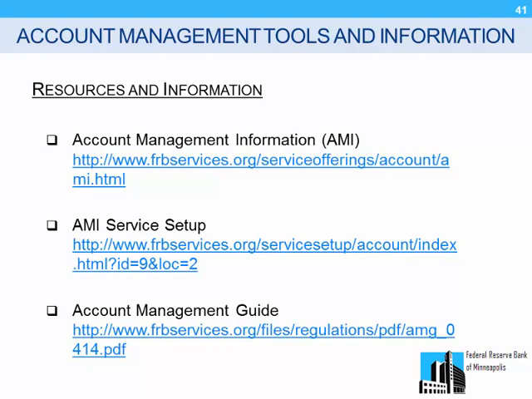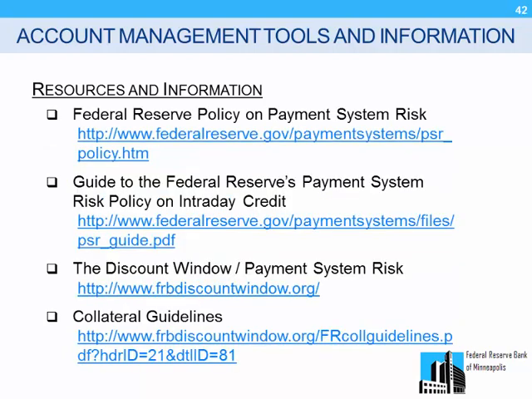On the next slide, we have a continuation of some more resources information links. The first two links provide information on our payment system risk policy, which contains the rules you should follow in managing your Fed account. FRB Discount Window org provides additional information regarding the payment system risk policy and the discount window. And the collateral guidelines link at the bottom provides detailed information on accessible types of collateral that can be pledged to the discount window.